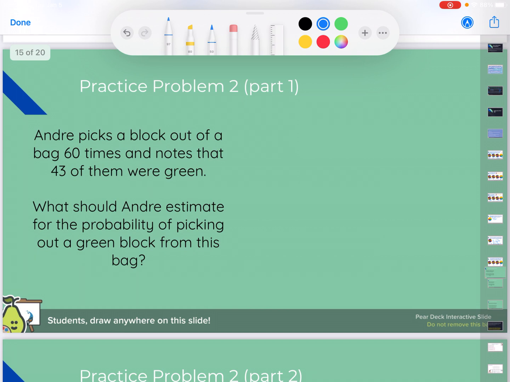So Andre picks a block out of a bag 60 times, and he notes that 43 of them are green. What should Andre estimate for the probability of picking out a green block from the bag? Well, 43 out of 60. That's his probability. That's what he knows is going to happen, because he doesn't have the contents of the bag spilled out in front of him. He has no real idea of what is going on because he can't see all of the possible outcomes. So he has to assume that it's 43 out of 60.